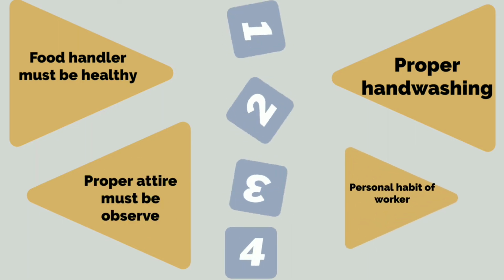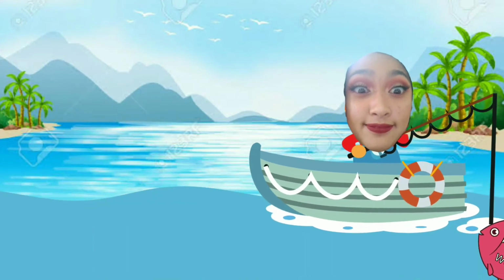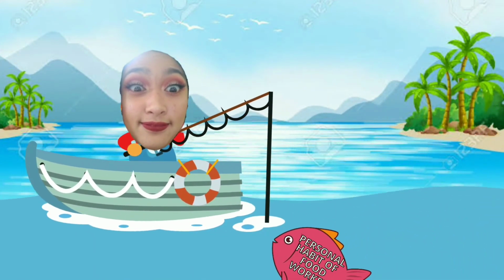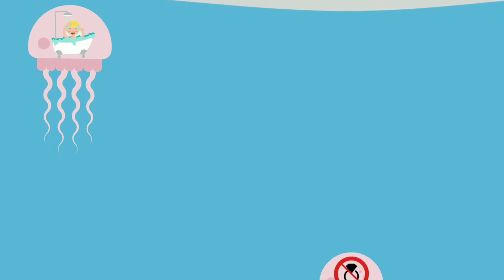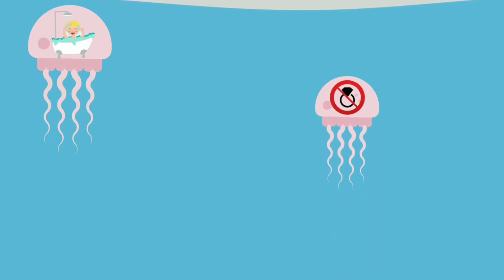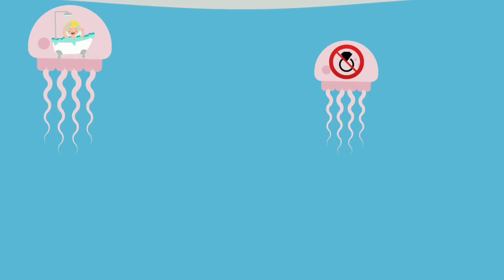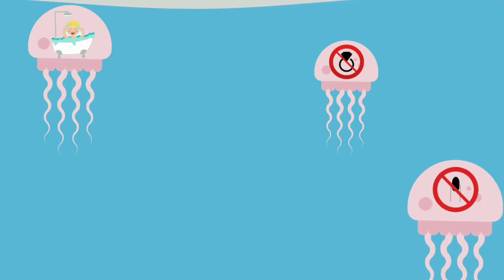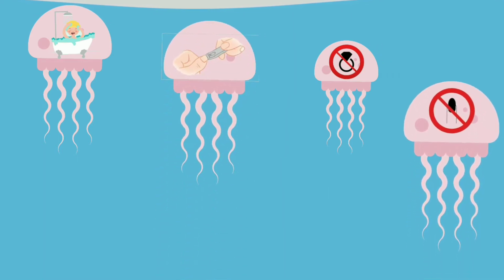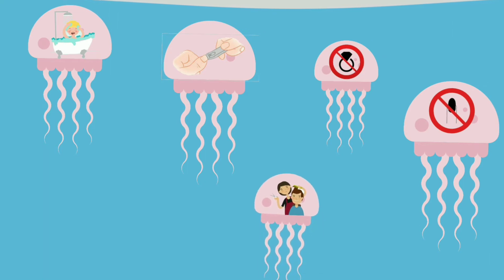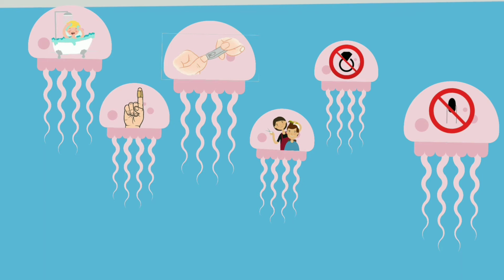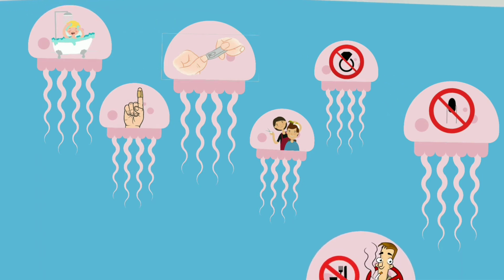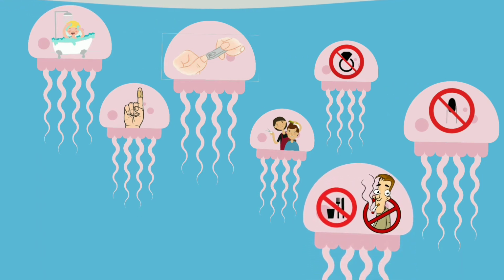Personal habit of food workers. For your additional understanding, personal habit of food workers includes taking daily baths. Wearing jewelry must be prohibited at all times. Wearing nail polish or false or artificial fingernails should not be allowed. Trimming of nails, shaving and haircut for meals must be observed. Wounds and cuts must be properly covered. Smoking and eating inside the kitchen should not be allowed.